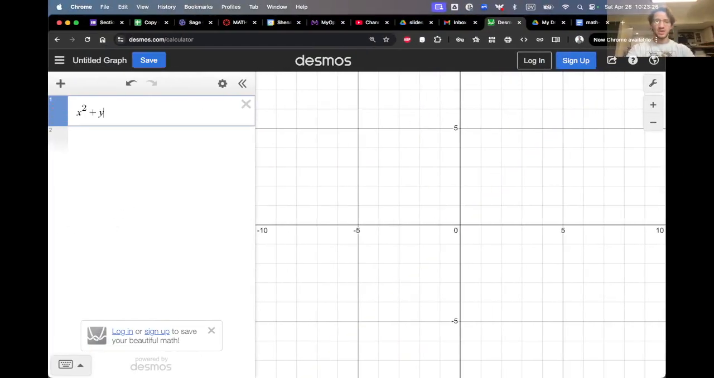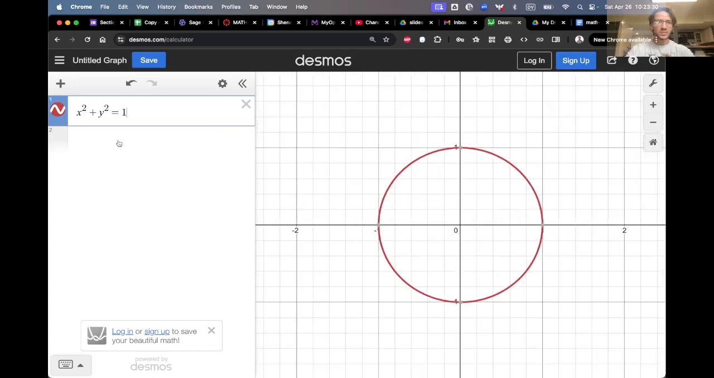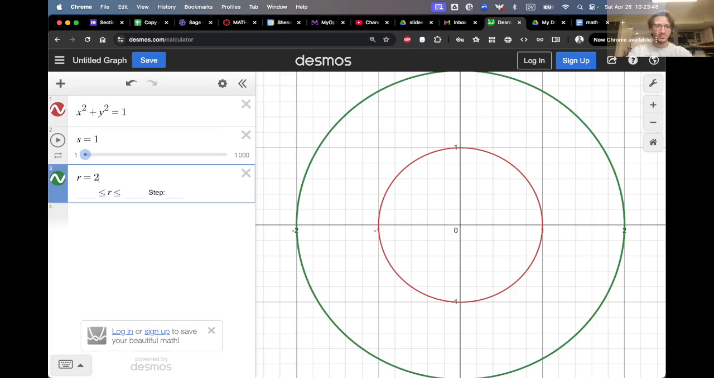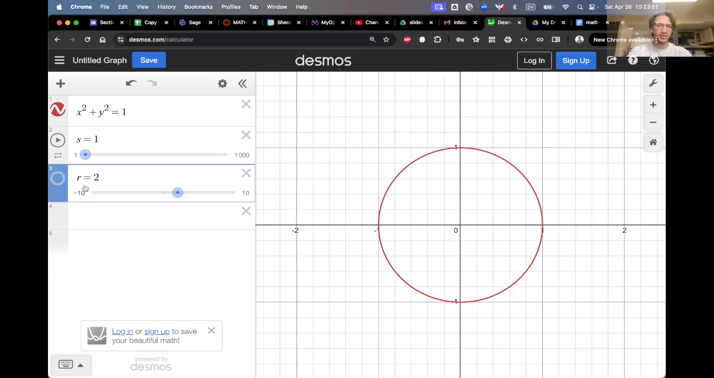x squared plus y squared equals 1. There's my circle, my unit circle. So I'm going to call s some integer. We'll start with 1. s is going to be from, I don't know, 1 to 1,000 with a step size of 1. So s is always an integer in Desmos. And same thing with r. We'll say r is 2. Desmos likes to plot circles there, so I'm going to hide that. 1 less than r less than 1,000, for instance, step size of 1.